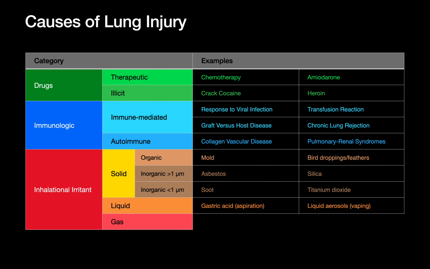Common examples of inhaled liquid irritants that can injure lung are gastric acid in the setting of aspiration and liquid aerosols used in vaping, while common examples of inhaled gaseous irritants that can injure lung include chlorine and ammonia.